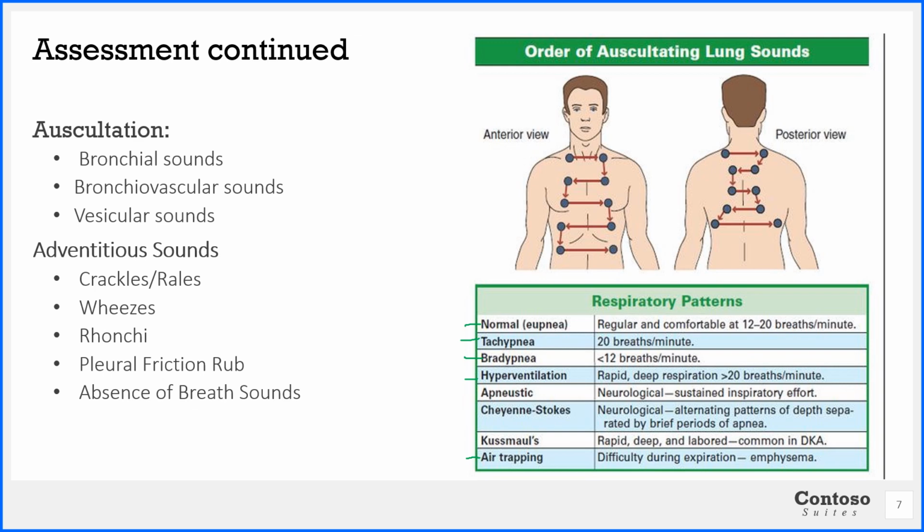So what we need to do is expel some of that air for them, and forcefully blowing it out with pursed lip breathing definitely helps them.